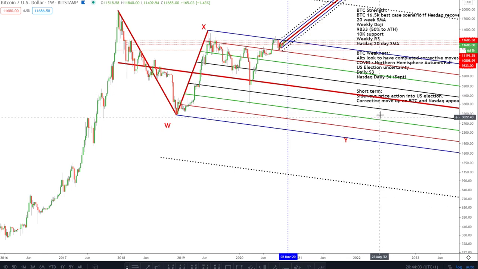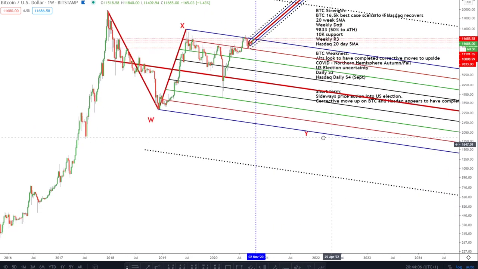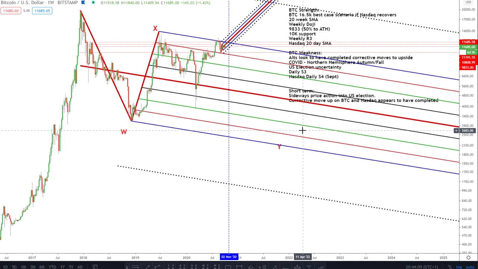All right, reasons for weakness. As I say, looking across the top 15 altcoins, they're all looking very, very weak. All looking to have completed a corrective move up of recent.